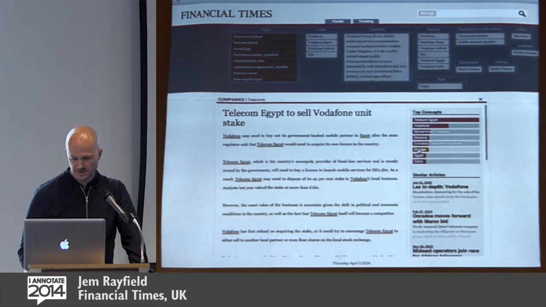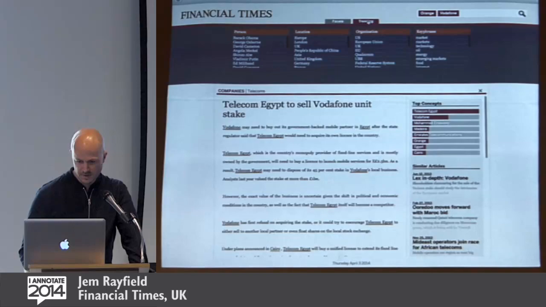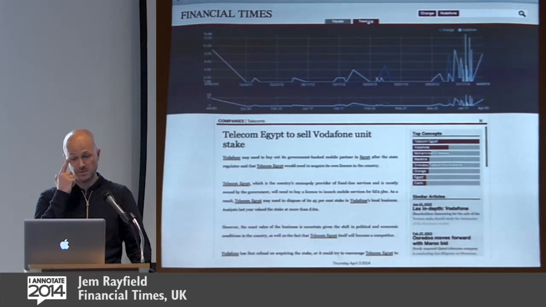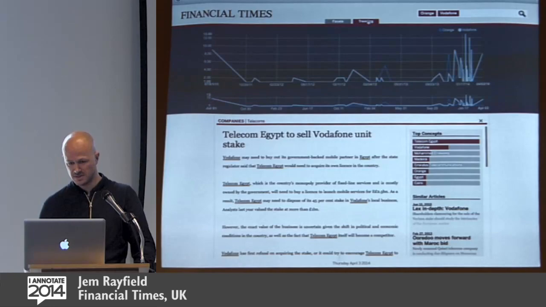You can then also do some interesting things around search. So if we put in Orange Vodafone in search here, you can find all of the pieces of content in the past that have been annotated with those concepts. So you see a trending graph over time for those pieces of content.